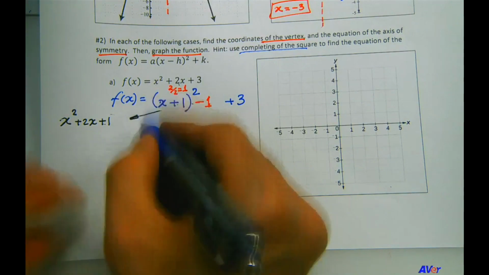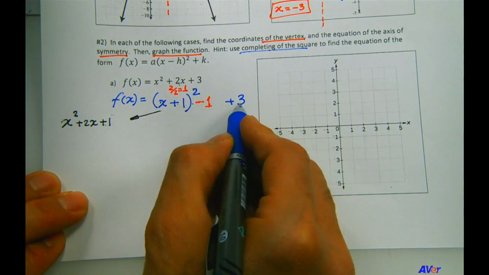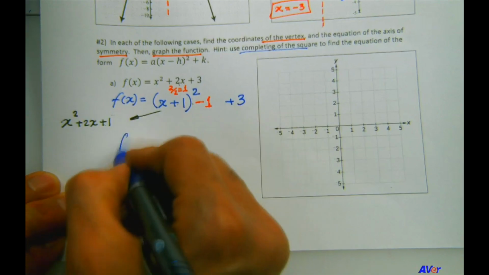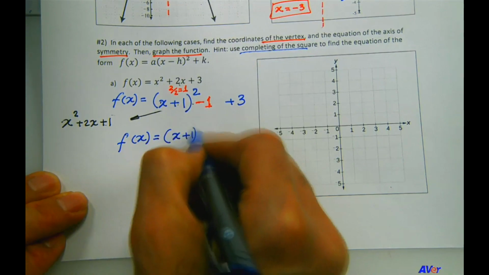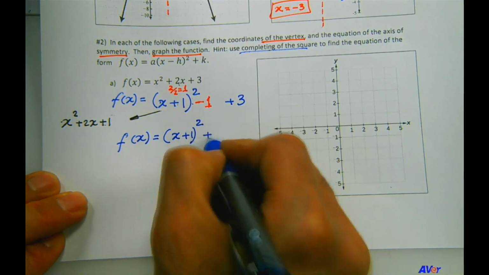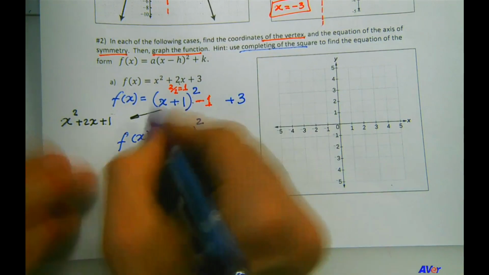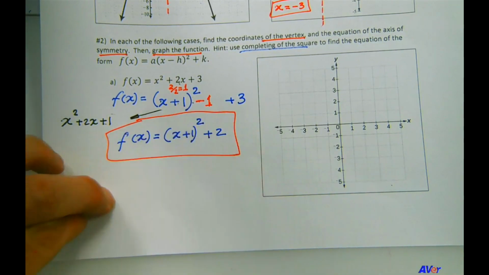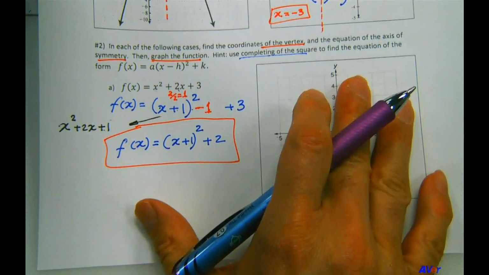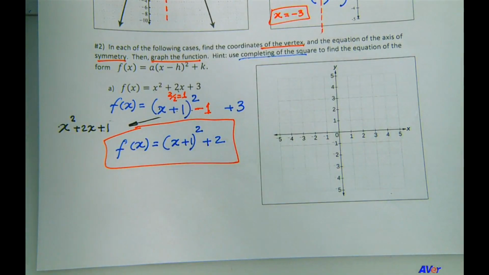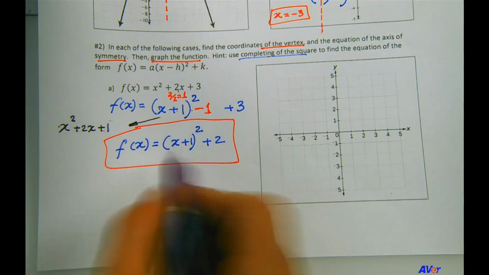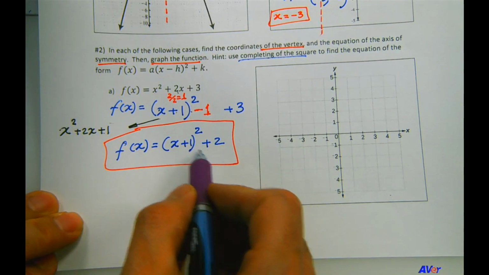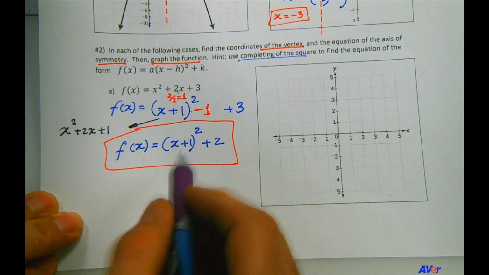Okay? So then minus 1 plus 3 is positive 2, right? So then we get f of x equals (x plus 1) squared plus 2. And there's our answer that we were able to find using the completing the square method. Now, we did this work, but it was worth it because now we know exactly what the coordinates of the vertex are, right? They are h comma k.